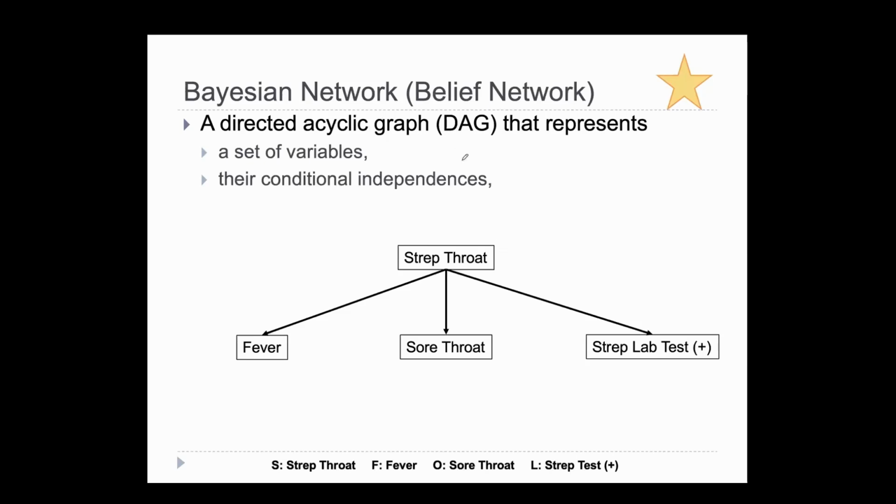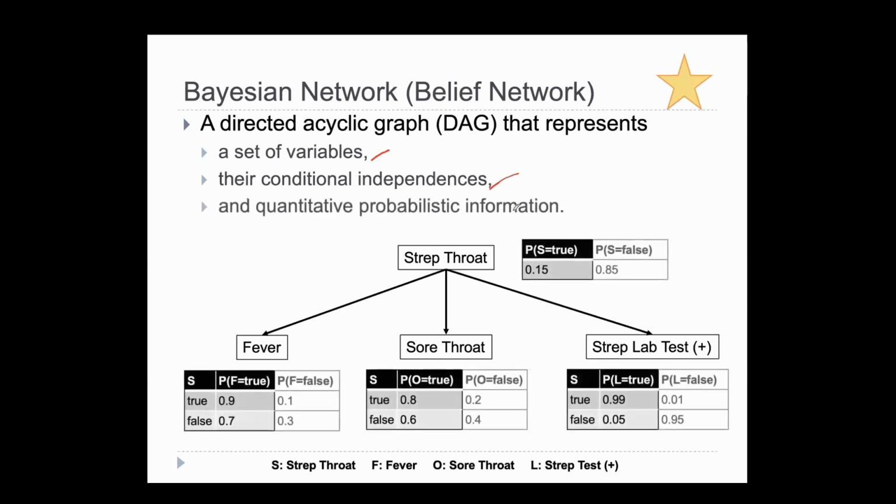So this is our Bayesian network, or we can also say belief network. This is actually a directed acyclic graph, or DAG, that represents a set of variables, their conditional independences, and quantitative probabilistic information. For example, here we have the probability of strep throat. We will denote strep throat as S, fever as F, sore throat as O, and strep test positive as L.